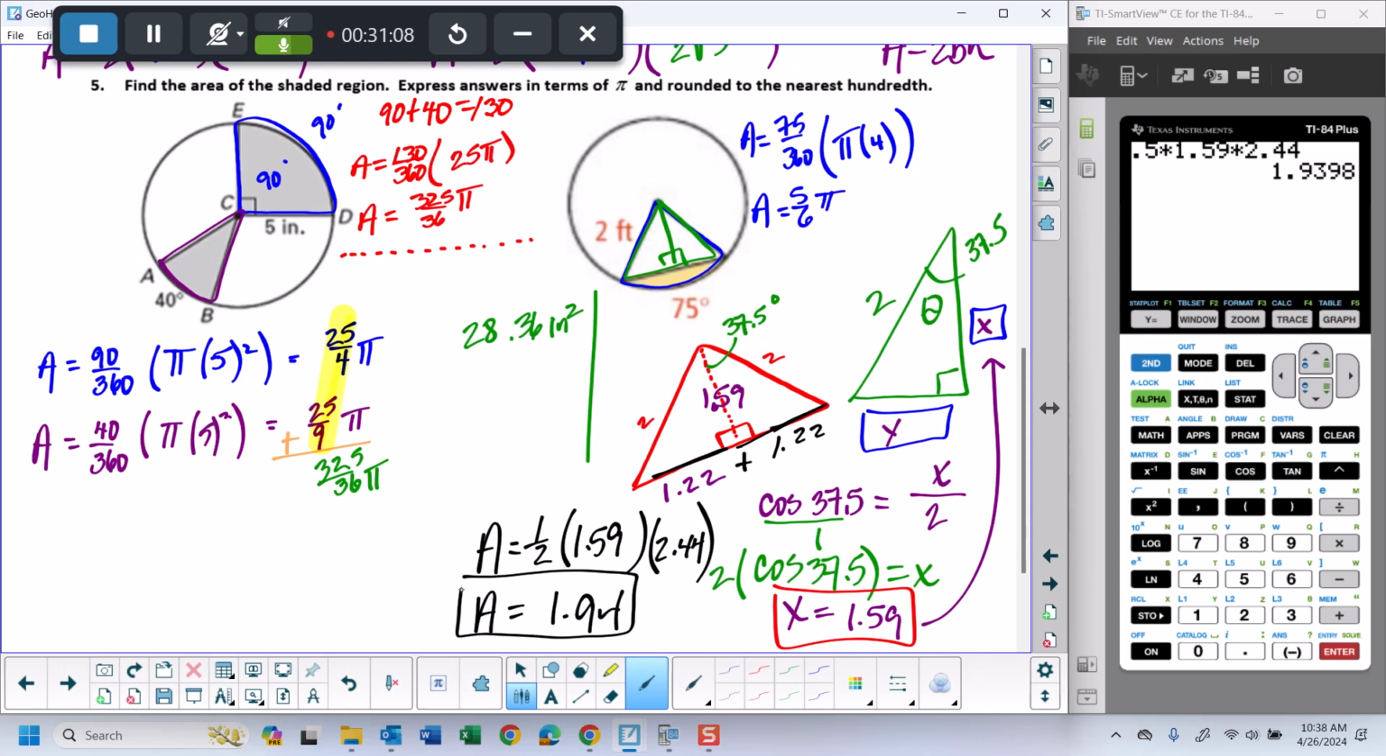So here I go back to my sector area. And what do I do, Maheen? Subtract. You subtract it. Which one's bigger, the triangle or the sector? The sector. So I know 5 divided by 6 times pi was the area of my sector. And I'm going to cheat, because I'm going to subtract.